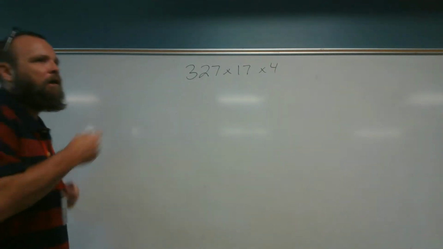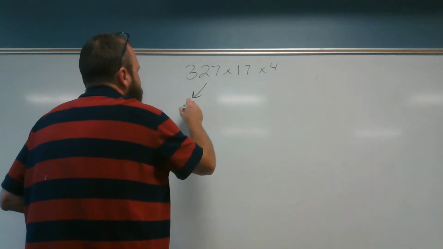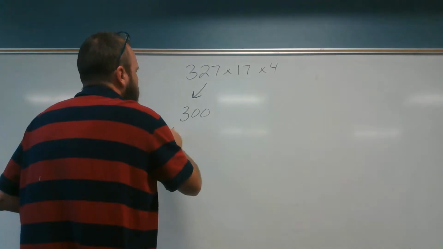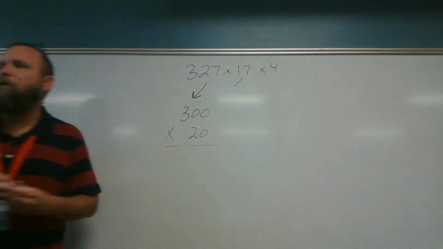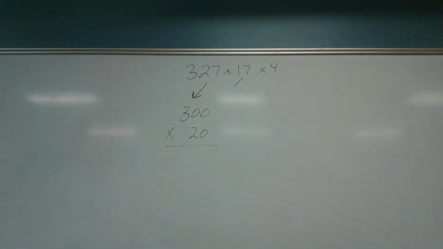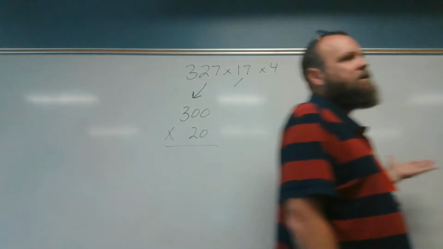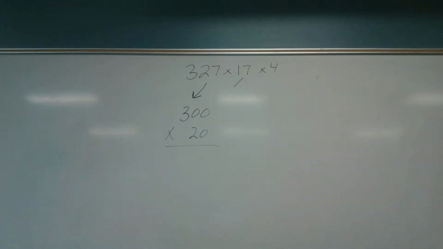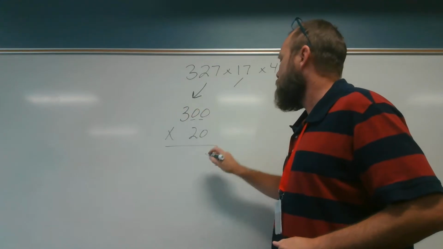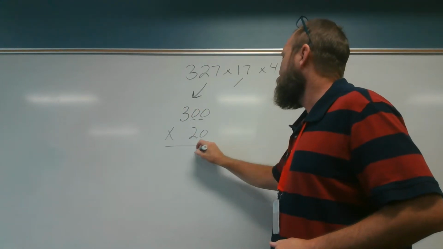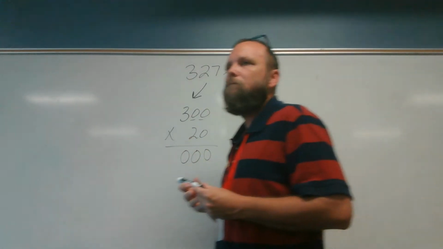So let's change 327 to 300. Let's change 17 to 20. That's where we're going to start. All you have to do now is you have to know 3 times 6. The rest is a piece of cake. 3 times 6 is really all you have to know, because I can take these 3 zeros and I can move them down.